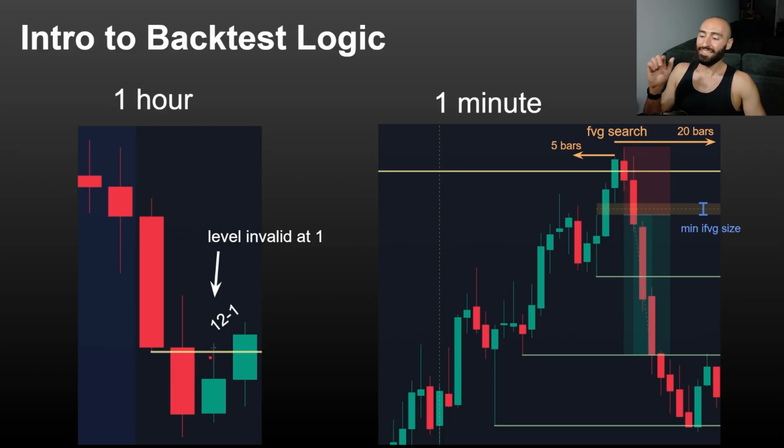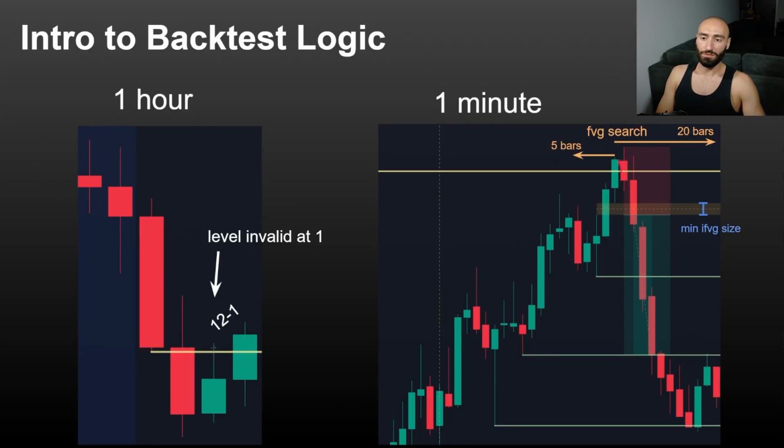So now when this candle closes, this level is no longer looked at for any more shorts, okay? So this candle closes at 1. That's it. If there was no inverse fair value gap found, that level will never be used again, okay? Now, a little more details on the 1 minute chart. How do we find fair value gaps, right?